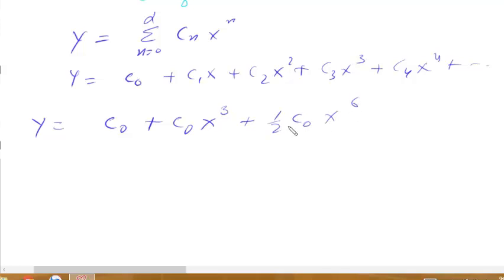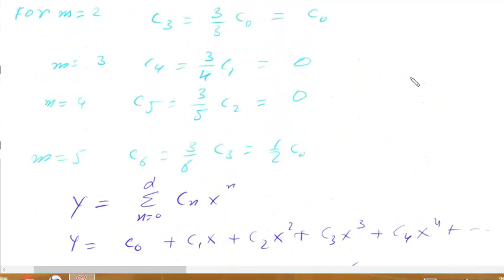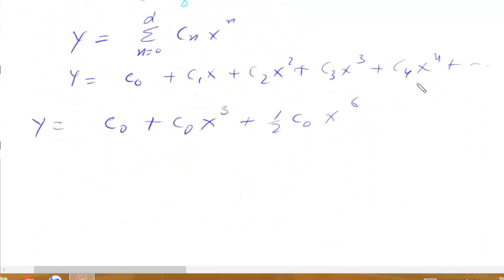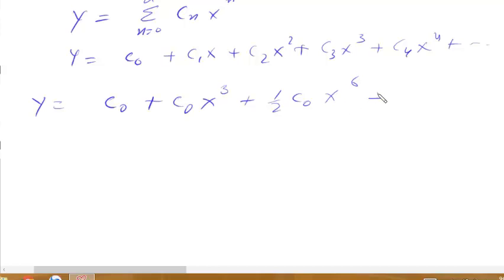The value of c6 is equal to this, and let us look here, this is 1/2 c naught, and this is 0, this is 0, and c1 and c2 are also 0. Then we can write another term: c7 and c8 are also 0, and c9 is equal to 1 over 6 c naught. Then this is 1 over 6 c naught x to the power 9, and so on.